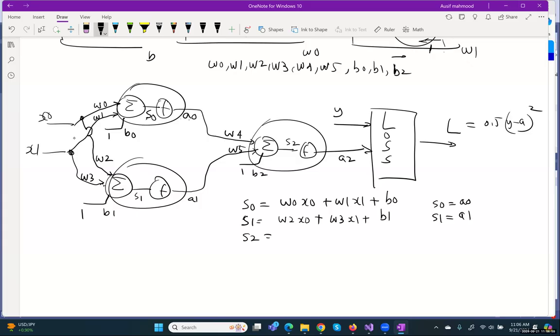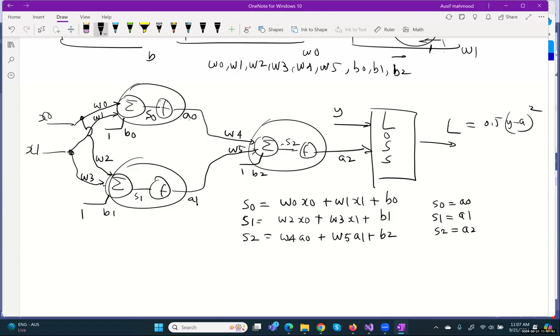See, the input to the second neuron is coming from A0, which is being multiplied by W4. So S2 = W4 A0 plus, similarly, A1, as you can see, is being multiplied with W5, plus B2, right? And now how is A2 related to S2? So if we assume linear activation function, it's the same, right? And lastly, the loss we already have over here.